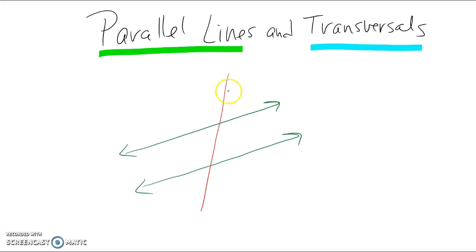So when this transversal intersects these two parallel lines, some really cool stuff happens. Lots of things become congruent to one another, and the things that aren't congruent to one another end up being supplementary. So if you don't remember what supplementary means, you might want to go back and check that out, but we're going to talk about all those funky relationships right now.